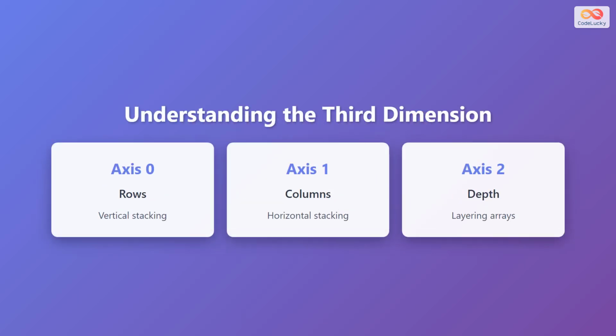To understand np.dstack, let's review NumPy's three primary axes. Axis 0 represents rows and handles vertical stacking. Axis 1 represents columns and handles horizontal stacking. Axis 2 represents depth, which is where np.dstack operates, layering arrays to create three-dimensional structures.